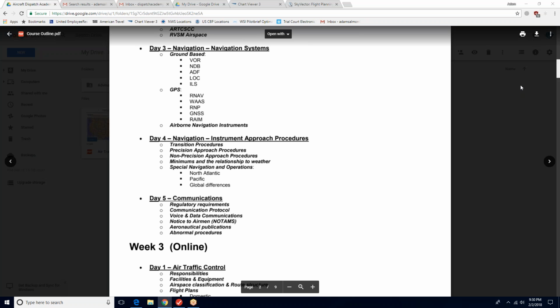Okay, so we're going to start talking about communication now, unless anybody has any last minute questions on navigation. Actually, I got one more question. I thought I had it, but I don't. Define SID and define STAR. I have standard instrument departure and standard terminal arrival route, but I don't have the define part.